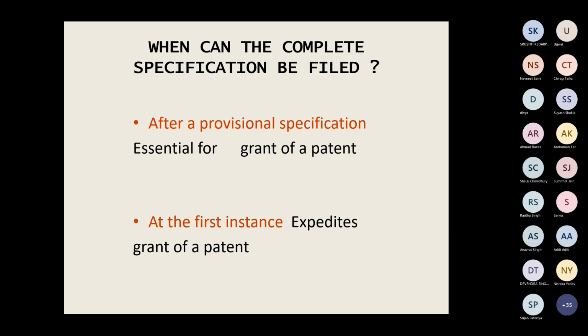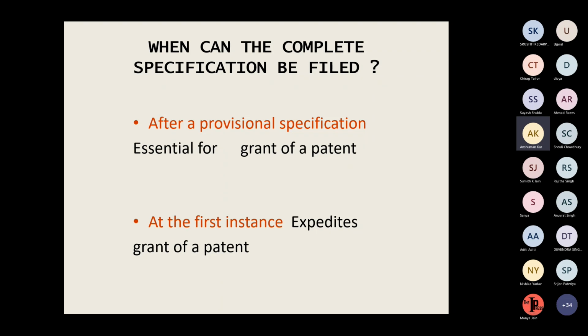When can the complete specification be filed? After a provisional specification, it should be filed within 12 months from the provisional. And yes, the complete one is essential for grant. So you cannot proceed further with the provisional. Provisional is just for giving you an extra 12-month window so that you can complete your work, you can get financial support, you can check the commercial feasibility of the invention, and then you can come up with the complete one. But the process for grant will follow only after the complete specification is filed.